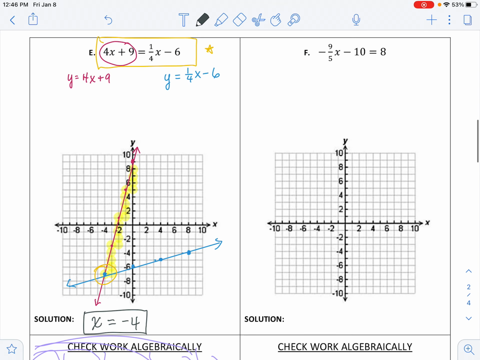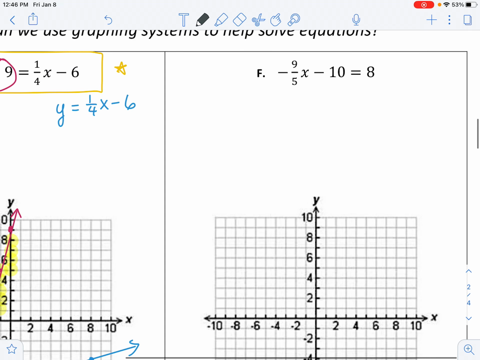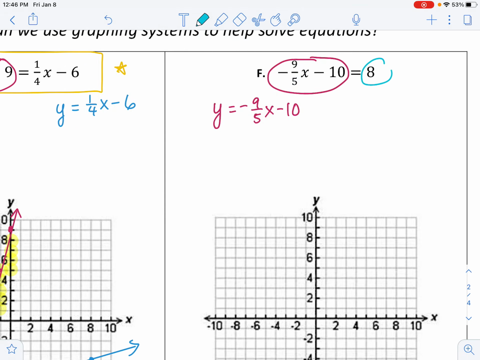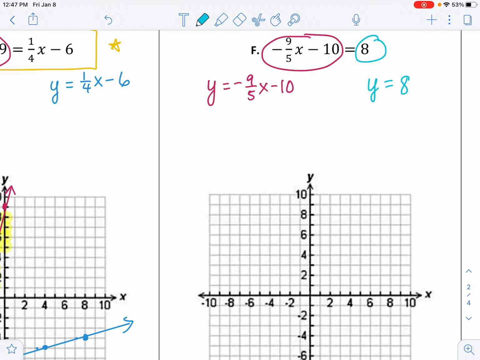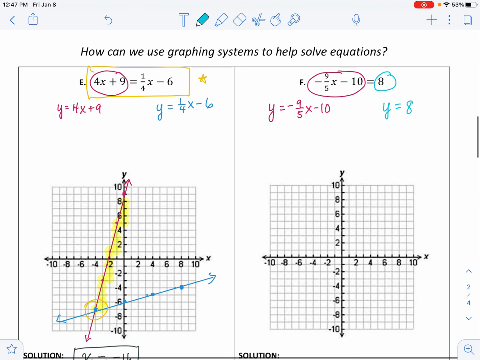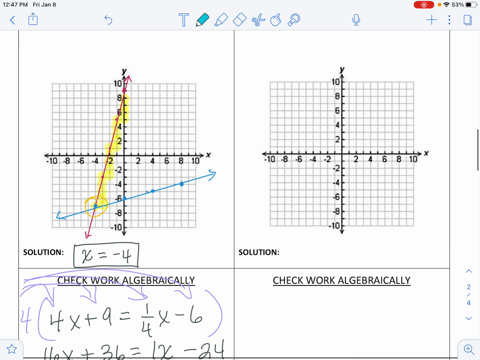Now, I'm going to run out of time here with my next class, but at least let me get you started here in this next one. This next one, if you're going to do it graphically, you would graph the line y equals negative 9/5 x minus 10. And then you would graph the horizontal line y equals 8. When you graph those two lines, where they intersect, the x coordinate of that intersection will be your solution. And then you can check it graphically.